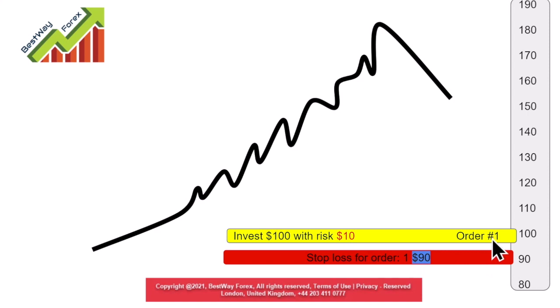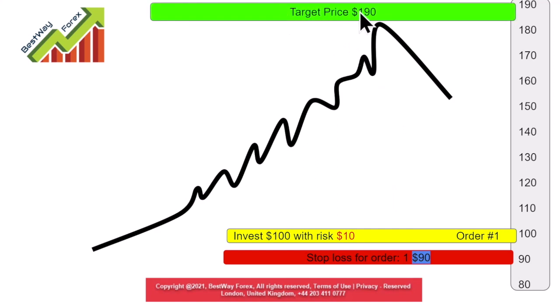$10. 100 minus 10 is 90. So the stop loss here means that if it reaches here, we will lose $10. And then let's say we put a target. Normally, the other requirement for this strategy is that you put a target far away. So we place a target here on 190. Now we have placed order number 1, and that target will be the target for the whole order book, the whole strategy. You are not going to have a different target for different orders. So that is the main target. That's why we put it far away.